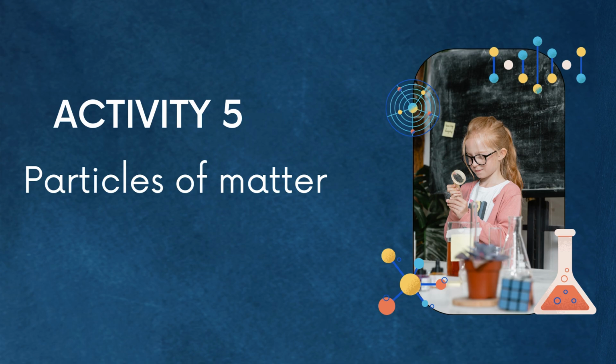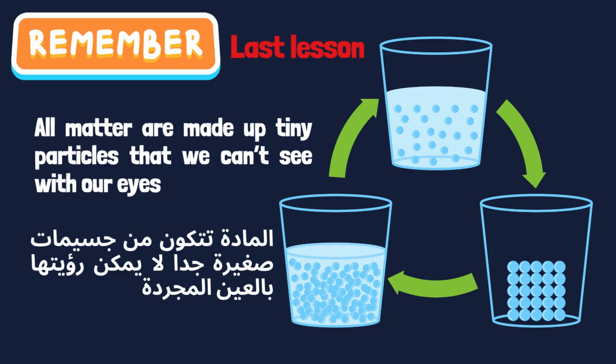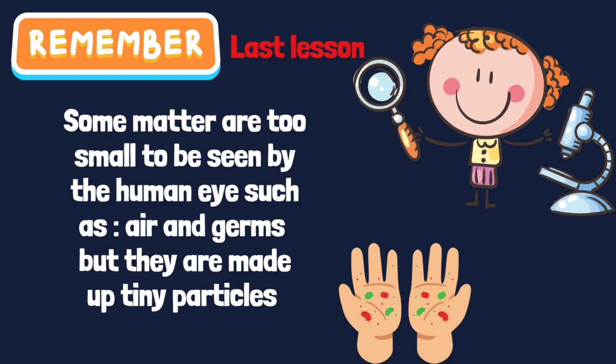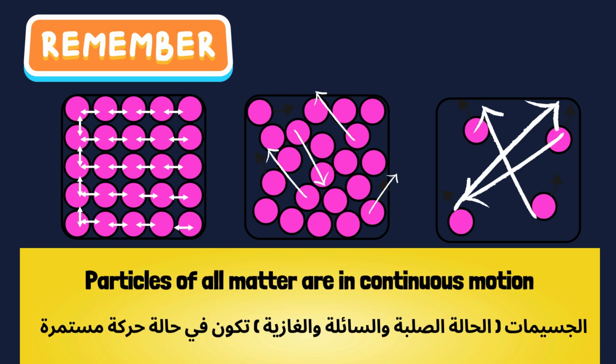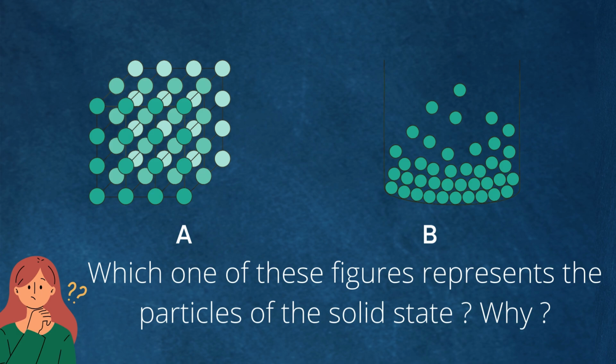Activity 5, Particles of Matter. Last time, we said that matter is made up of particles, very tiny particles that are in continuous motion. You remember that? And we saw the particles of solid, liquid, and gas states. So here we will start with this question. We have two figures, A and B, and the question is, which one of these figures represents the particles of the solid state and why?